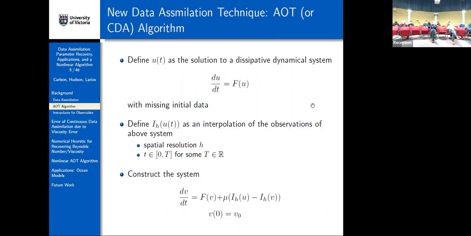Let u be the solution to this dissipative dynamical system, du/dt equals f(u), where, think of this as just Newton's second law, so just think of f(u) as the right-hand side of the Navier-Stokes equations. And then I don't have any known initial data, but I know how the physics should be evolving.